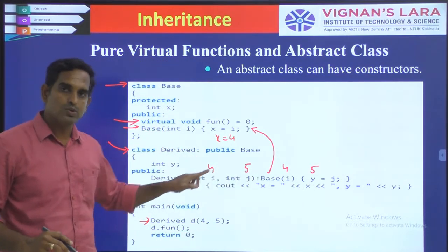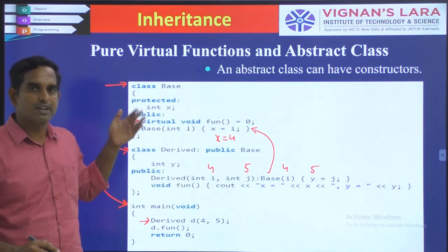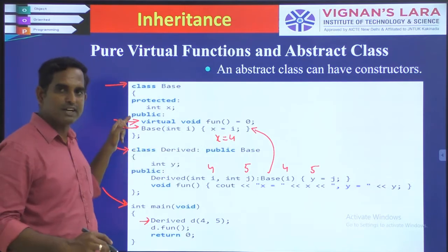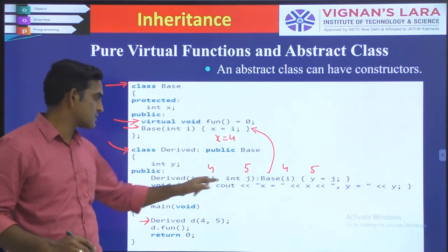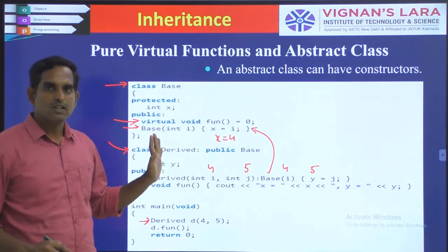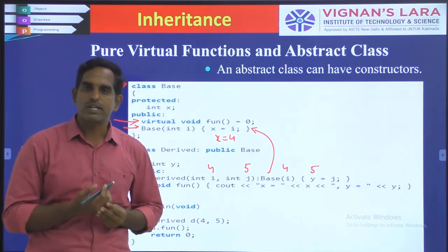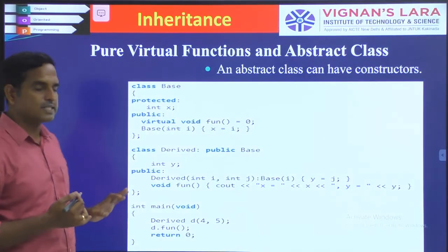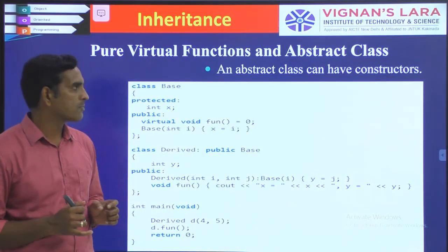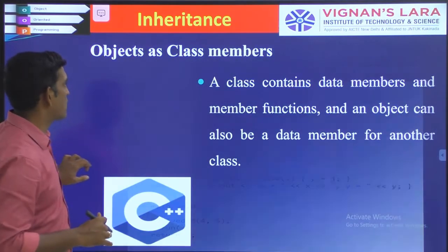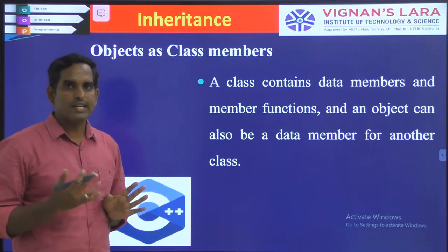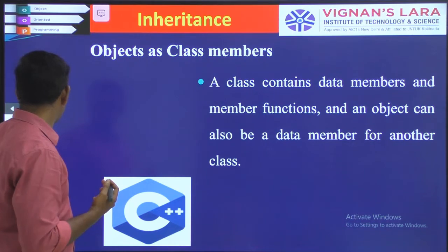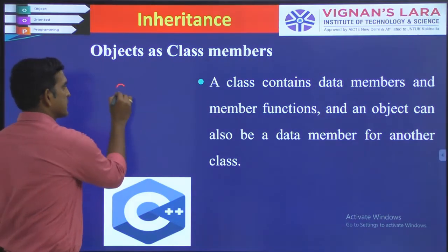So this is how you can use constructors for your abstract classes. Your abstract class constructor is defined here, and the derived class constructor is defined here. So your abstract classes also can have constructors in this manner. These are all the properties regarding your abstract classes. The next topic you need to know about is whether you can have objects as class members or not. So far you have seen the classes.